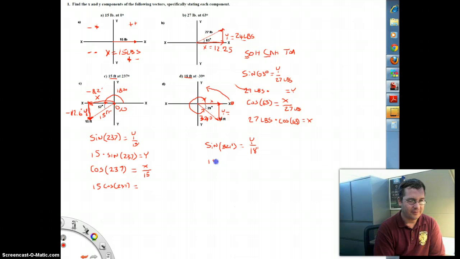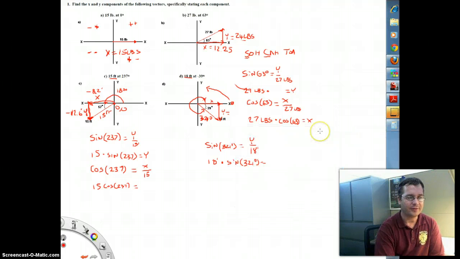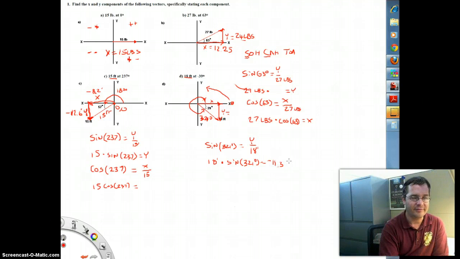And plugging and chugging, 18 feet times sine of 321 degrees equals, and again we know that this is going to be a negative number because the y-coordinate is negative. So 321, and we'll take the sine function of that, and then we will multiply it by 18. And we see that the distance is about negative 11.3 feet. Or I should say the position is negative 11.3 feet. The distance is 11.3 feet in a downward direction.